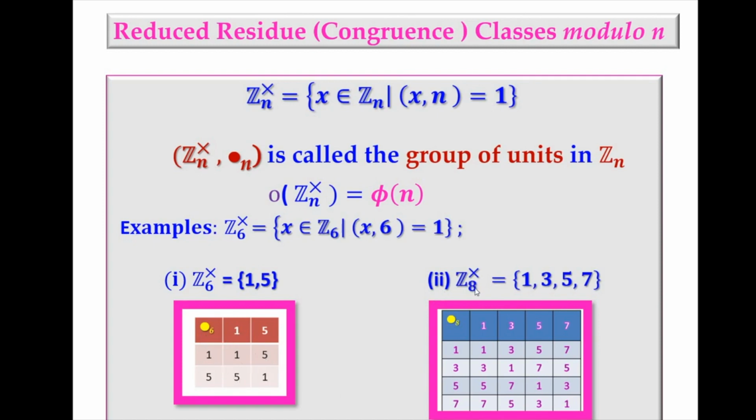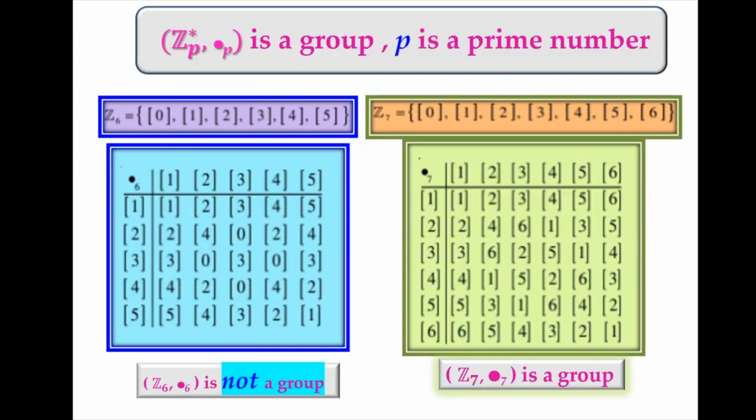And in the case of Z8 cross, Z8 under multiplication modulo 8 is not a group, but Z8 cross under multiplication modulo 8 will be a group, because its elements are 1, 3, 5, 7, and it's again an example of Klein's 4 group. So all these are examples of finite abelian groups also. And the next one is Zp star under multiplication modulo p, which is a group where p is a prime number.